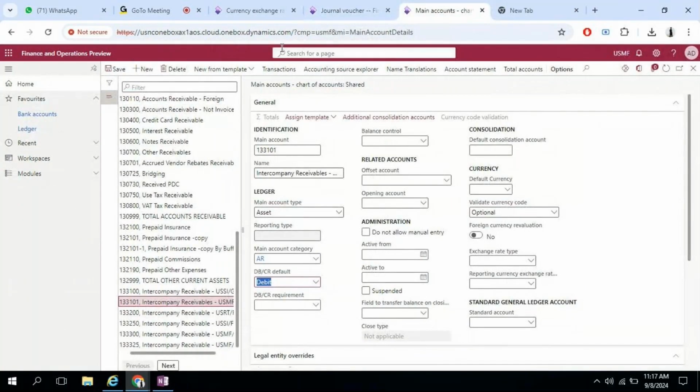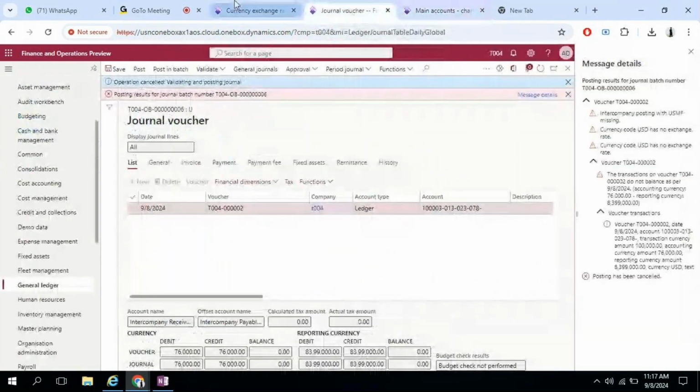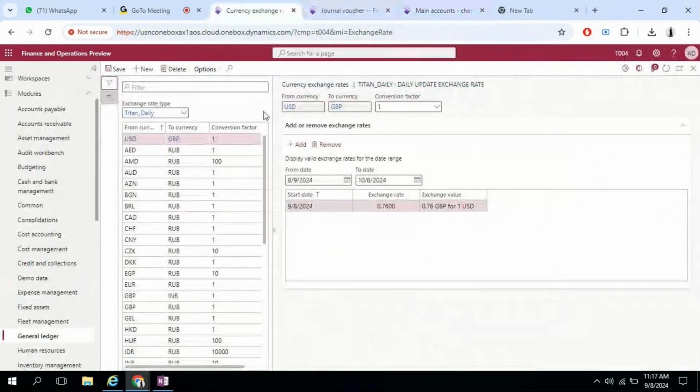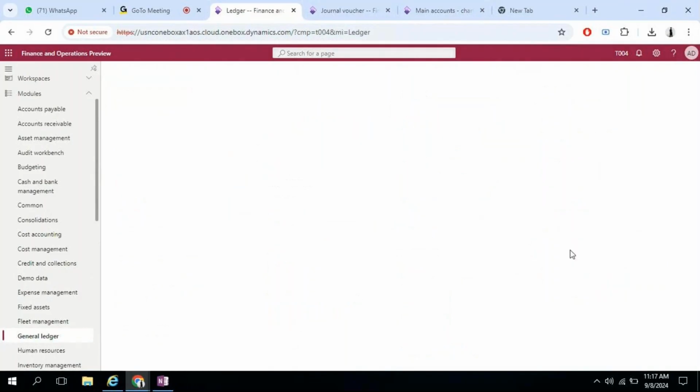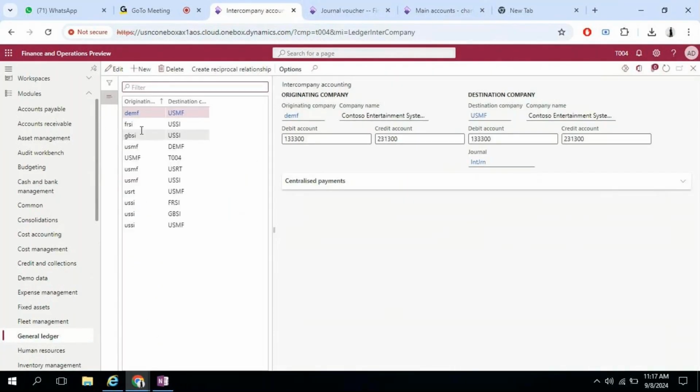We are in T004 now, and we will check the posting definition, intercompany accounting. We will take USMF and T004. Right now the originating company is USMF and the destination company is T004. This is for the journal.